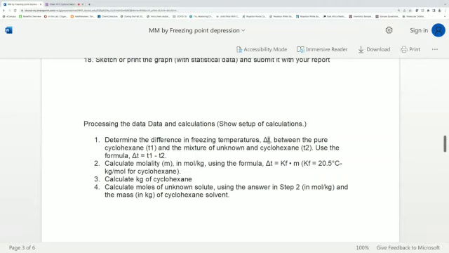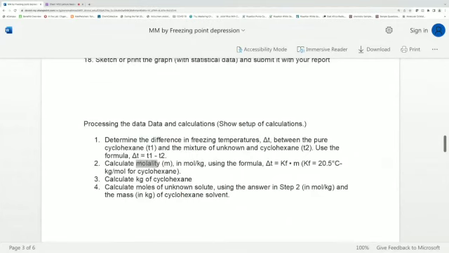Then once you do that, you subtract the two to get delta TF. So here they're showing you delta T is essentially T1 minus T2. T1 is the freezing point of the pure cyclohexane, the solvent only. T2 is the freezing point of the mixture. That will be a lot lower. Remember, delta TF has to be a positive number. So the higher number minus the lower number gives you a positive number. Once we get that, we use that number in this formula here, knowing what Kf is, to find molality.